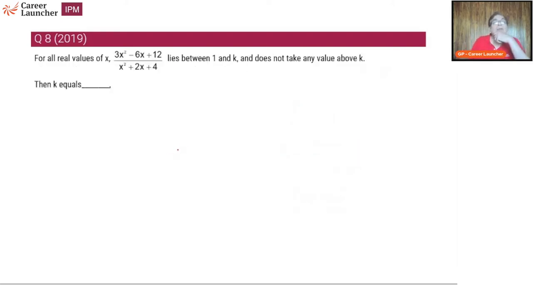For all values of x, this expression lies between 1 and k and does not take any value above k. What is k? Okay. So what is the way out? You'll say 1 should be less than this expression, which should be less than k. And then you'll have to juggle around with this to find the value of k.